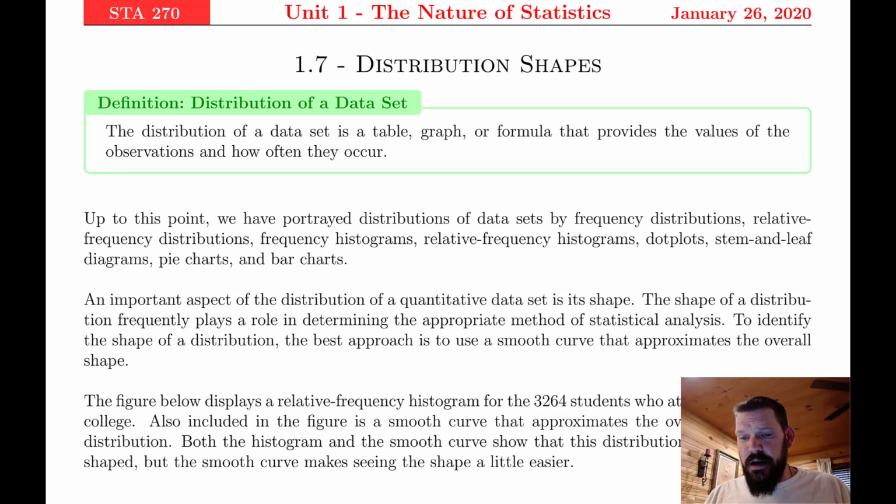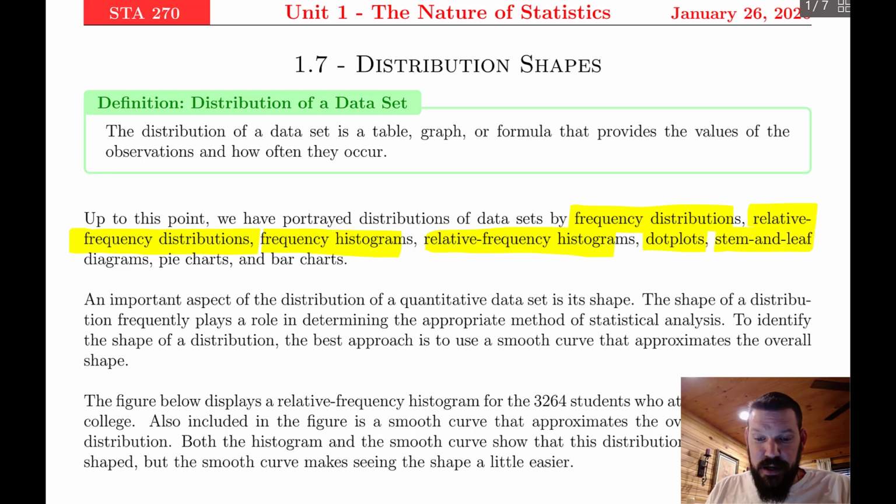So the definition of the distribution of a data set, you can see right here, is a table, a graph, or a formula that provides the values of observations and how often they occur. How often they occur would be a frequency or a relative frequency. And that's how we've portrayed things up to this point. We've looked at frequency distributions, relative frequency distributions, frequency histograms, relative frequency histograms, dot plots, stem and leaf plots, pie charts, bar charts. So right now we're okay with all those.